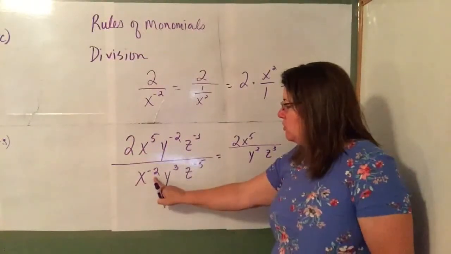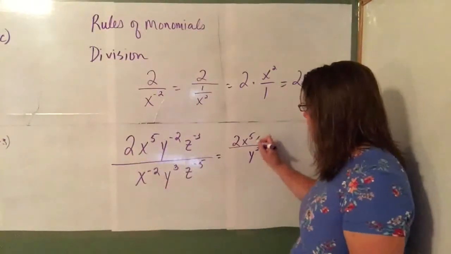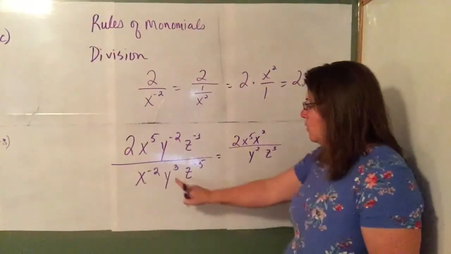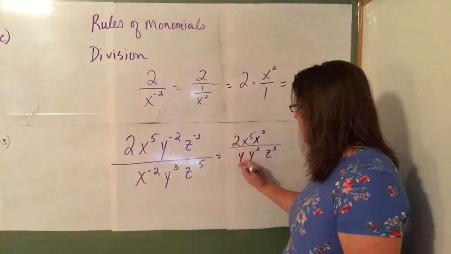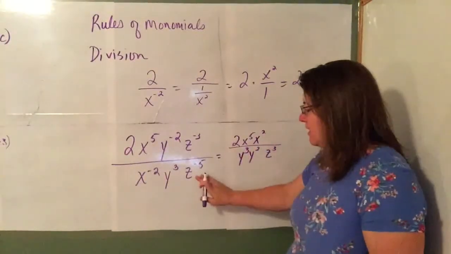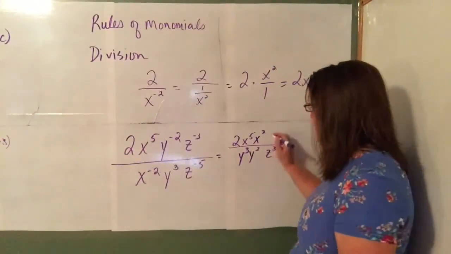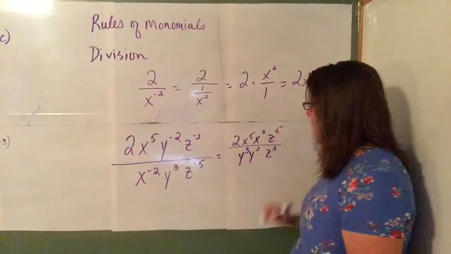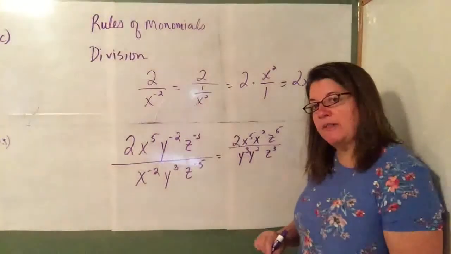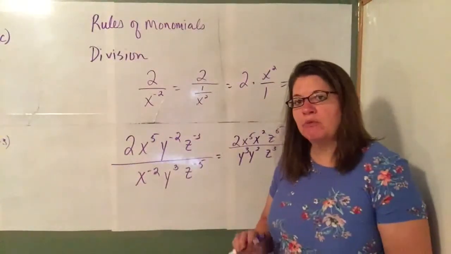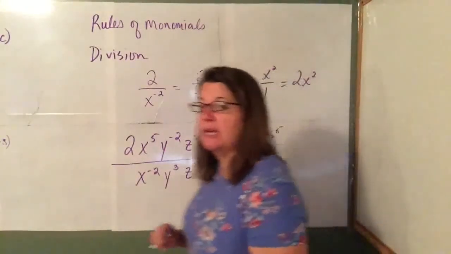X to the negative 2 is negative. I'm going to change it to a positive and put it on top. Y cubed stays where it is. It's already positive. Z to the negative 5 was negative. I'm going to change it to a positive. I'm going to put it on the top. And then to simplify this, I'm going to work normally with my rules for multiplication and division.